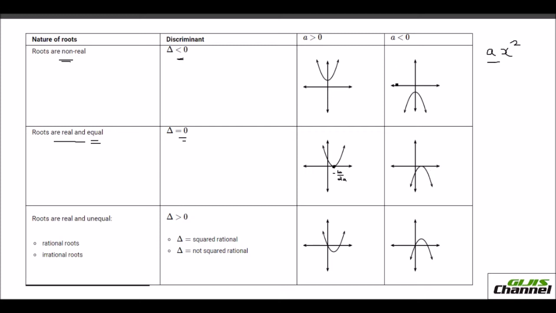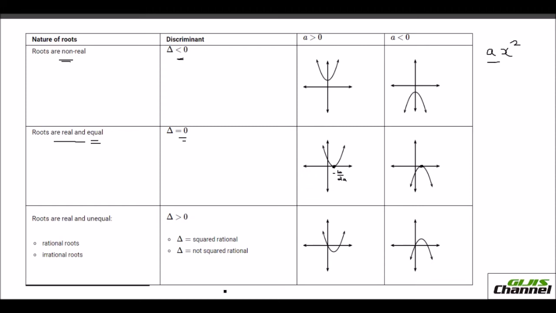And even if your a is negative, then it would be facing downwards, but still it would touch the x-axis at one point. So you have one solution, an equal solution. Both your alpha and beta are equal here.